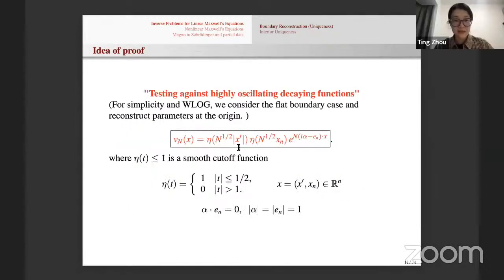All right. As I mentioned, the idea of the proof is testing against highly oscillating decaying functions.